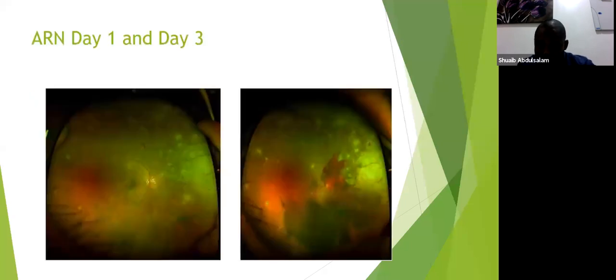So this is just to demonstrate how rapid a case of acute retinal necrosis can be. The first picture on your left is on day 1 that the patient presented, but you can see by day 3, just 48 hours later, how fast it has spread. Usually it starts from the periphery and moves towards the posterior pole. So if it's not picked up on time, it will involve the posterior pole, and it will cause severe visual loss.